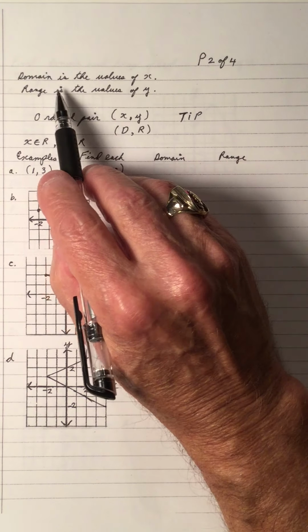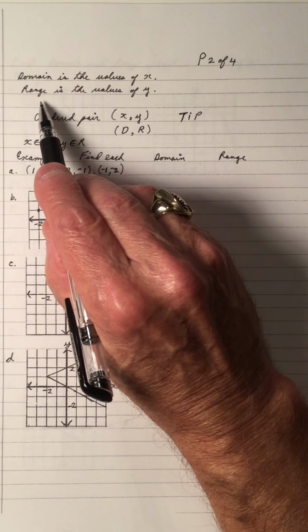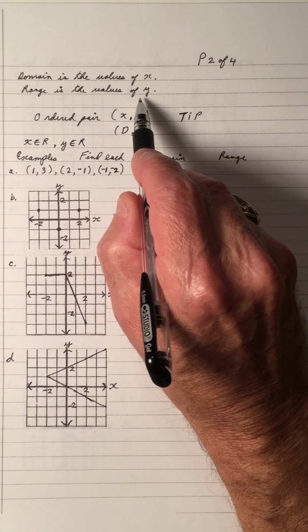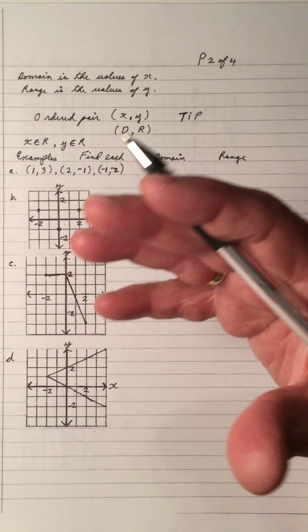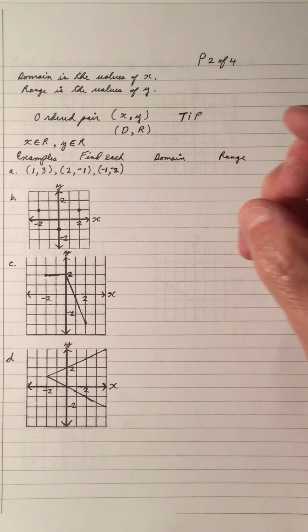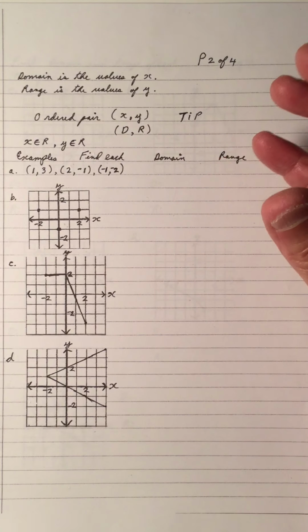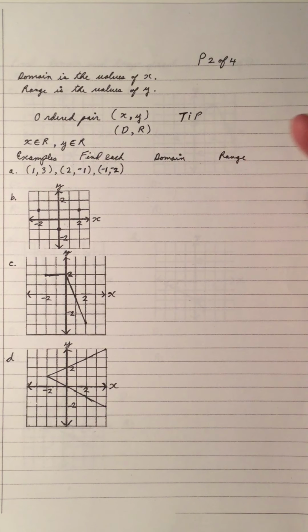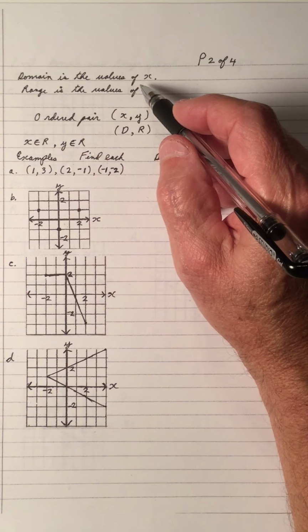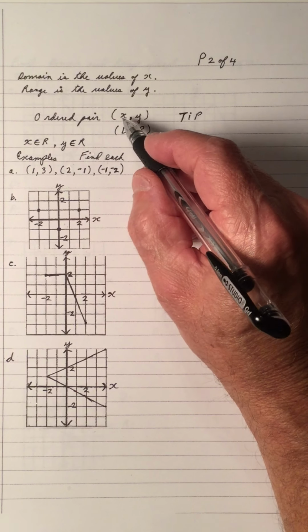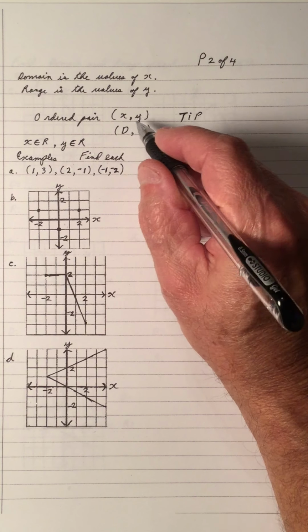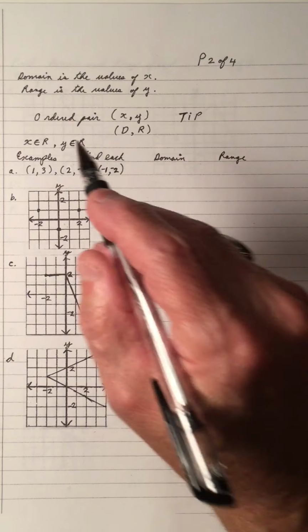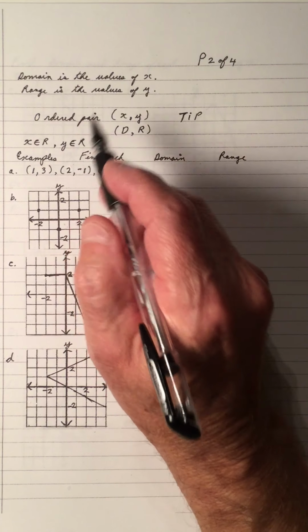Let's start. Domain is the values of x. The range are the values of y. That's the same no matter what graphs you have, if you're doing logs, exponentials, quadratics, parabolas, absolute values, no matter what topic you're doing, domain is always the x values, range is always the y. And a little trick: the ordered pair is x, y, and D and R, D is before R in the alphabet, X before Y. That's the tip that I use. And we're going to graph with x and y belonging to the real numbers.